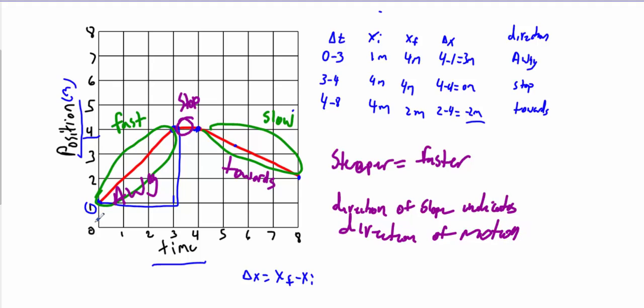So, don't be afraid of position time graphs. They tell you where an object is at any given point in time, but looking at the slope can also tell you if it's moving relatively fast or slow and also which direction it's moving.